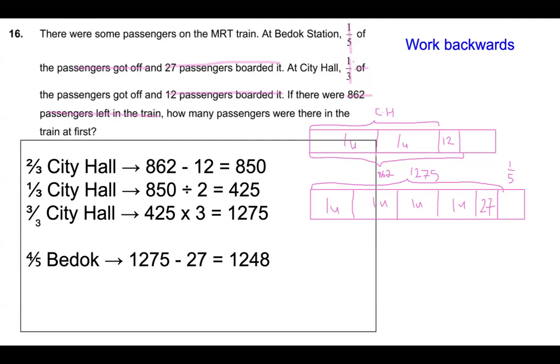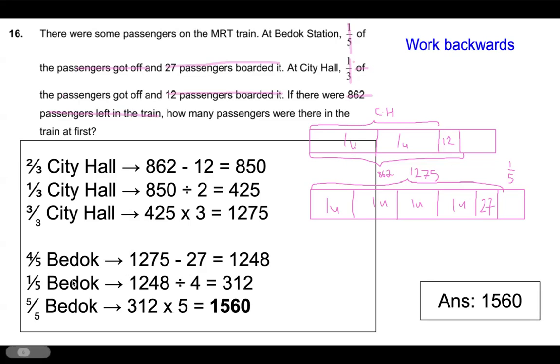So that's 4 units. And then of course, to find out how many passengers were there at first, you will need to find 5 units. So find 1 unit first, 1,248 divided by 4. That's 1 unit. And then you multiply it by 5 to get 5 units. So this is your next step. 1 unit would be 1,248 divided by 4, and then subsequently, you multiply it by 5. So that's how you solve it.